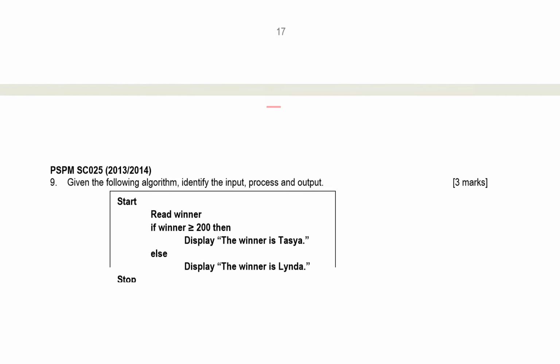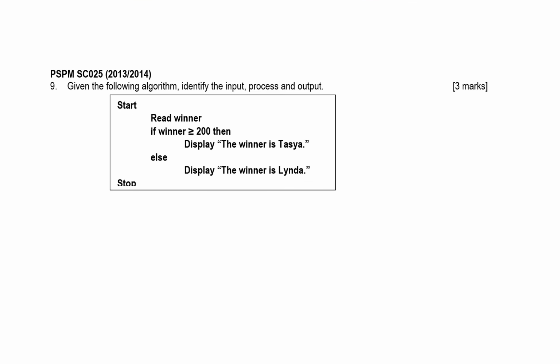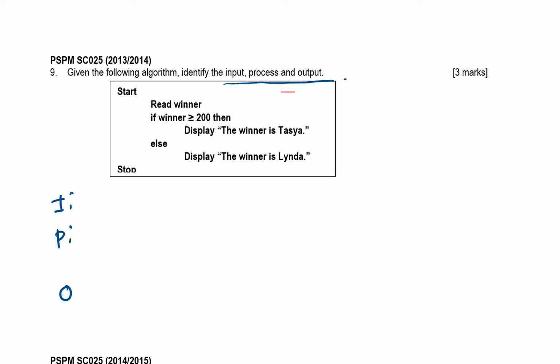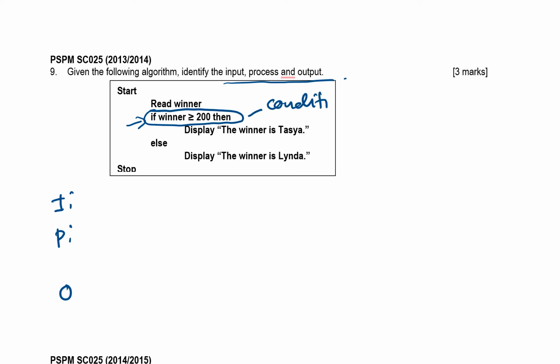Okay, next we move to question number 9. Given the following algorithm, same as with question number 7 and 8, you have to identify the input, process, and output. First, what is the control structure for this question? Of course, the control structure here is selection. Why? Because you have a condition here. This is the condition. It means that if this condition is true, it will display this one, or else this condition is false, and it will display this one.